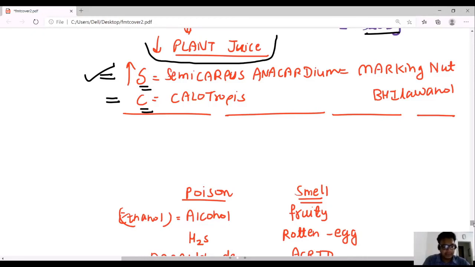Calotropis. Semicarpus anacardium and calotropis. Okay, SC. Vitriolas, 326A, 326B.